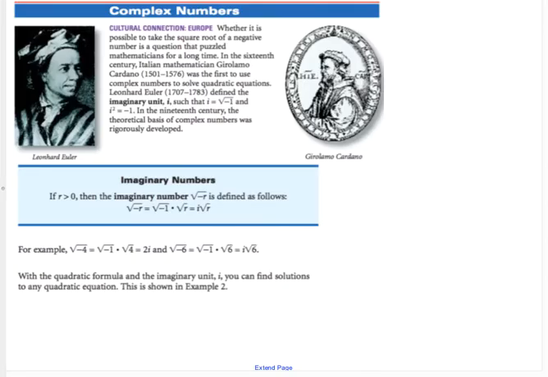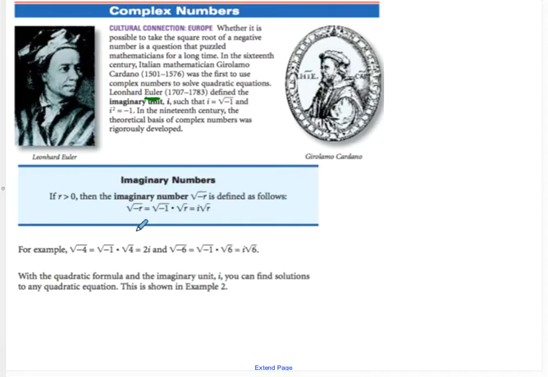So let's talk about complex numbers. Whether it's possible to take the square root of a negative number is a question that puzzled mathematicians for a really long time. In the 16th century, Italian mathematician Girolamo Cardano was the first to use complex numbers to solve quadratic equations. Then Leonhard Euler, and when you see this word that looks like Euler, that's Euler, and he's pretty famous, so you want to get used to saying it right, defined the imaginary unit i such that i is the square root of negative 1, and i squared would be negative 1.